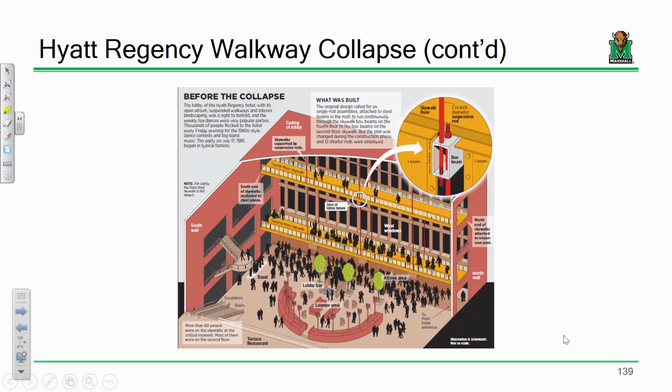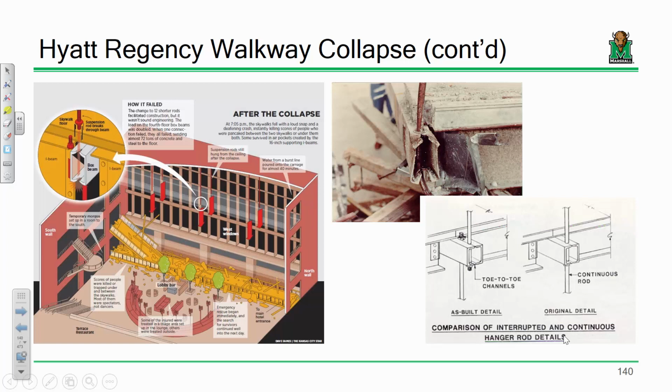Well, what happened was the way that the support system worked, here's the ceiling, okay, and you had these threaded rods coming down, and you had a walkway, and then you had another set of threaded rods, and you had another walkway, okay? Well, what happened was the threaded rods up here, particularly this connection right there, it failed. If you look at this diagram up here on the top right, this is what the connection looked like. You can see these threaded rods going through like that. Well, what happened after was it ripped through.